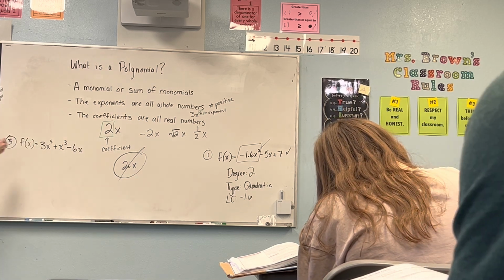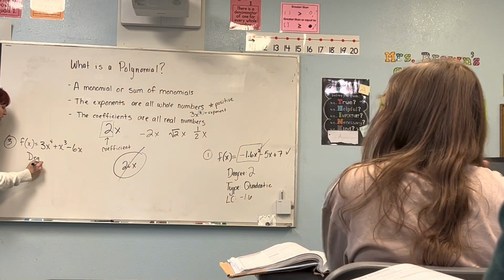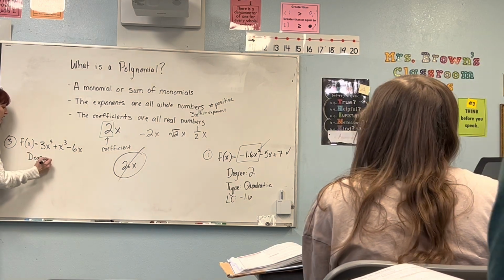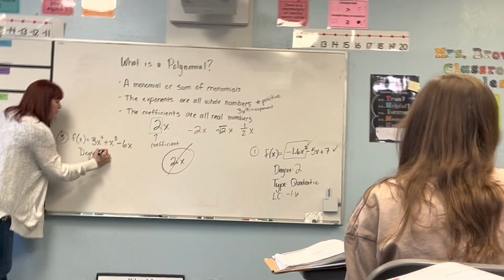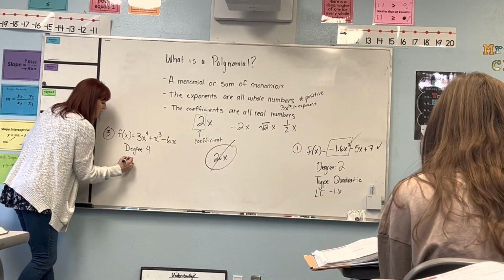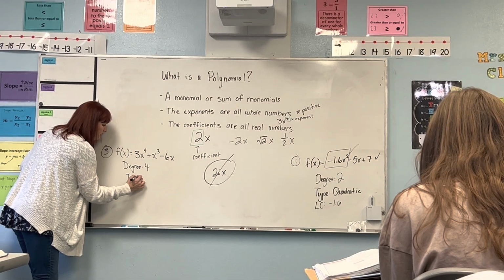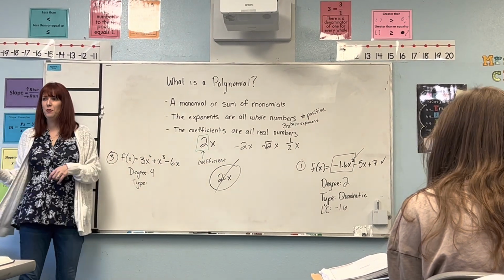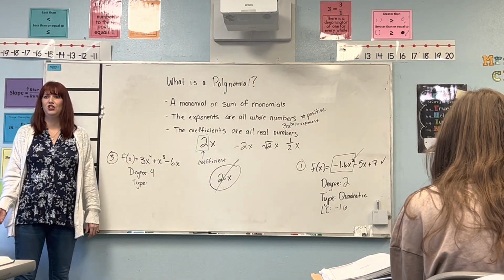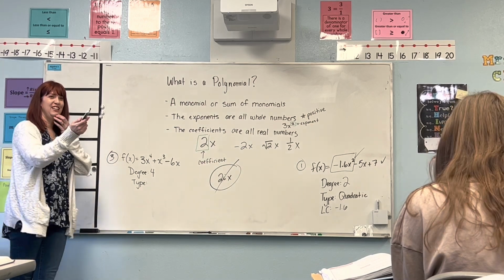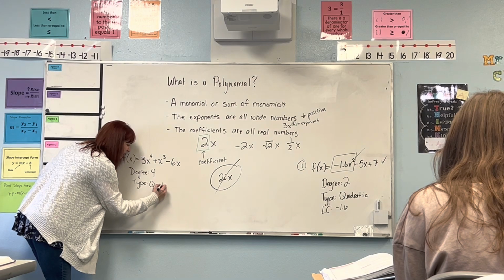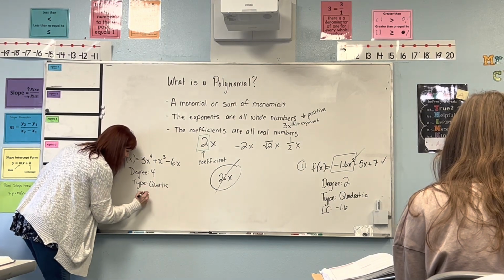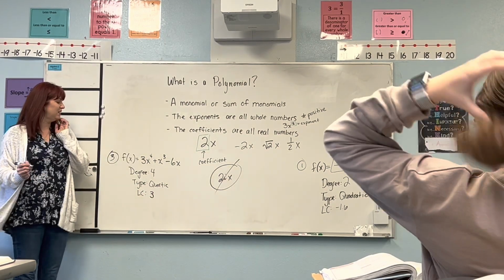Degree is 4. Our homework has a section on it, and there's a chunk of the quiz on it. The degree is 4. Type is quartic. And the LC, the leading coefficient, is 3. Yes, good. I'm glad we're not going fast, because they've had so many more to play on this week.